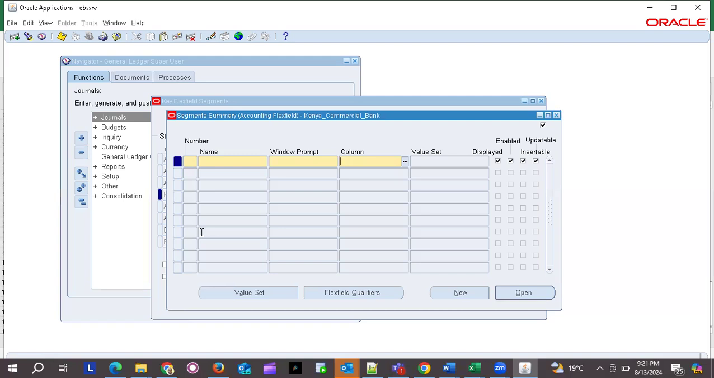Once that is done, we will be able to have other small setups so that we can achieve certain functionality. But the bigger picture is to have the calendar, chart of accounts, currency, and we select the accounting method so that we can create the primary ledger.